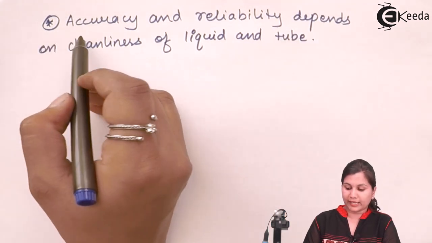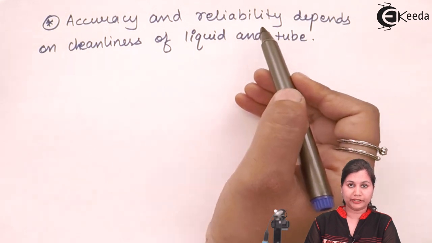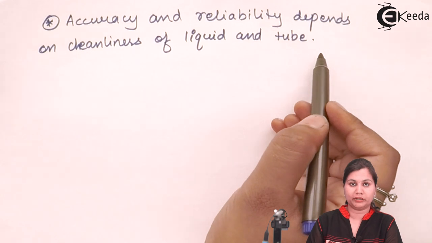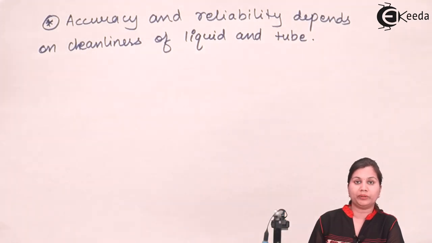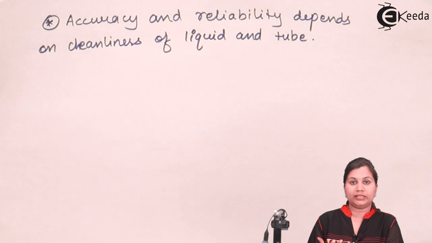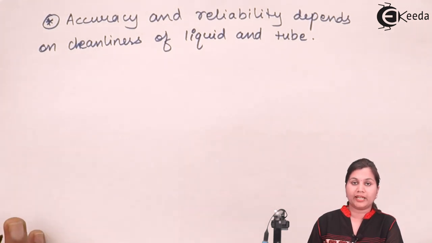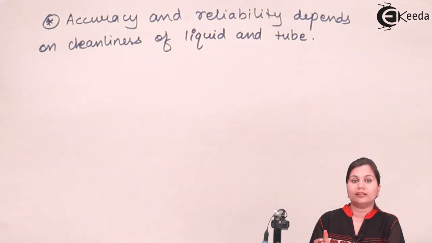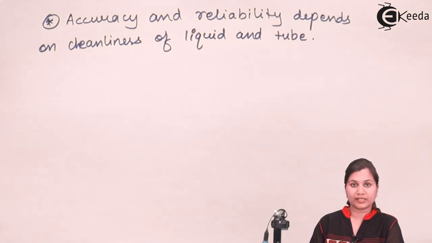Another disadvantage is that the accuracy and the reliability of this method depends on the cleanliness of the liquid and the tube, that is, how we are cleaning the tube and how we are maintaining the tube. Only on that do the accuracy and reliability of this method depend. If the tube is not clean, it is not properly maintained, then the instrument is not going to give us the correct reading, its accuracy will decrease and its reliability will also decrease. So these are the disadvantages of this method.